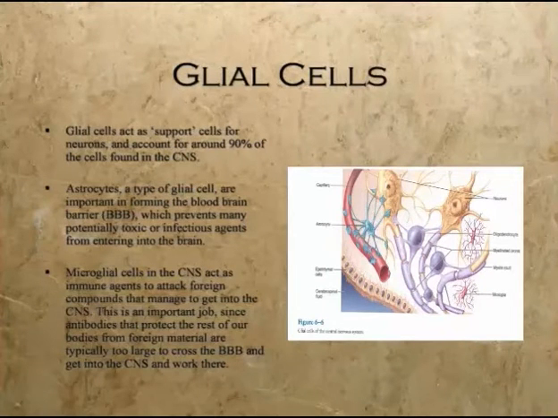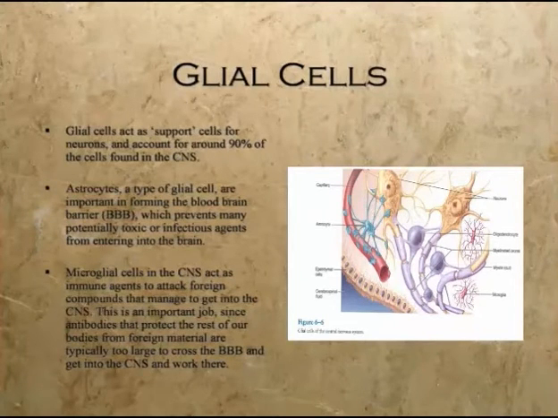Microglial cells in the central nervous system act as immune agents, and they attack foreign compounds that do manage to get into the central nervous system. That's an important job since antibodies that protect the rest of our bodies from foreign material are typically too large to cross the blood-brain barrier and get into the central nervous system and work there. So we need something like microglial cells to do that job in the brain.